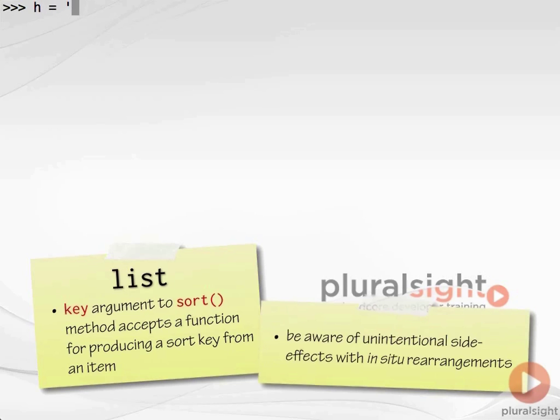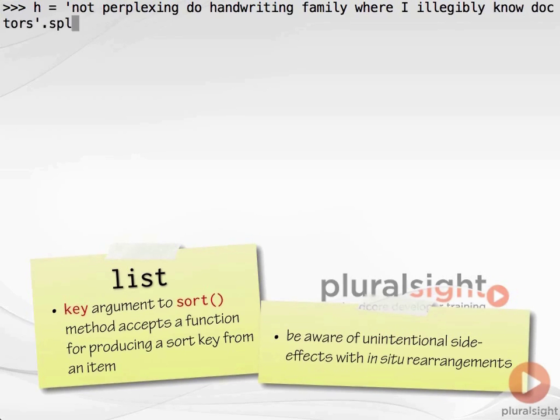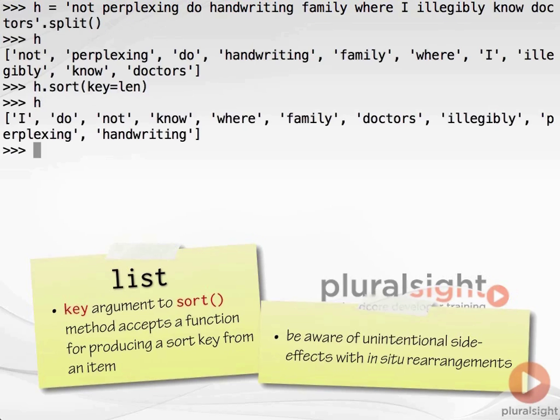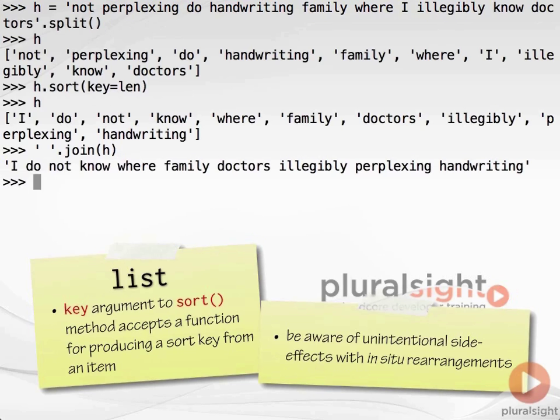Consider the following list of words. Not perplexing do handwriting family where I illegibly know doctors. By passing a reference to the len function as the key argument to the sort method of the h list, we can order these words in order of length. Again, we can join the list of words back together with a call to the join method on a space separator, giving the almost sentence, I do not know where family doctors illegibly perplexing handwriting.